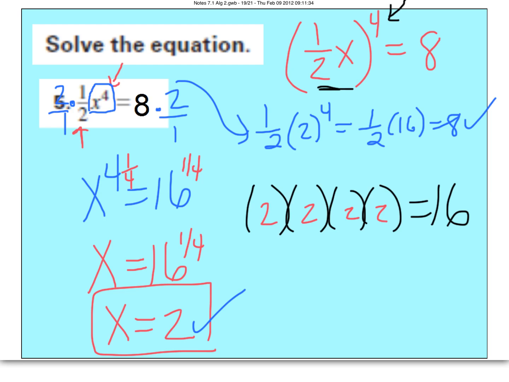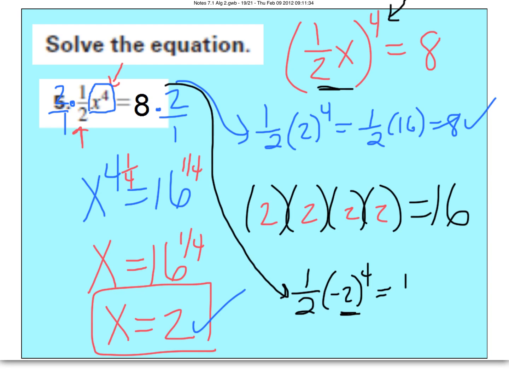But you have to ask yourself if -2 would work. Let me show you this. If I go down here, if I do 1/2, and what if I do -2 to the 4th power? Well, -2 4 times, it's -2 times -2 times -2 times -2. It's 16. So that's 1/2 times 16. And that's going to also get you 8.